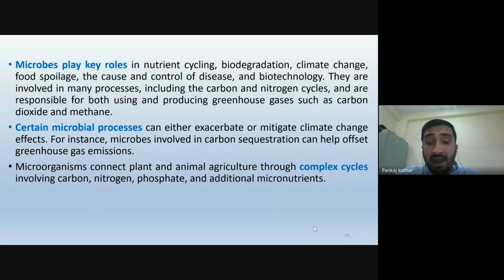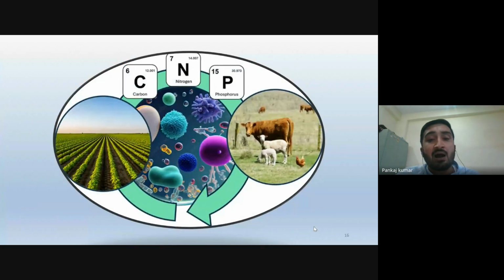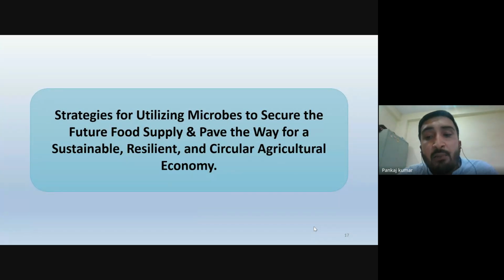So microorganisms help to create an interconnection between plant and animal agriculture. Overall, the optimum utilization of the resources will be there. Here is the carbon, nitrogen, phosphorus cycle. Microbes are becoming an interlink between livestock and agriculture, a linkage between different agricultural activities. Now, the strategies for utilizing microbes to secure a future food supply and pave the way for a sustainable, resilient, and circular agriculture economy.